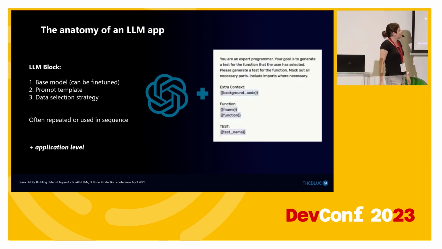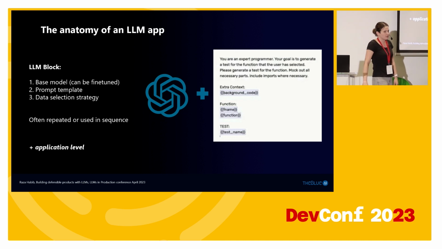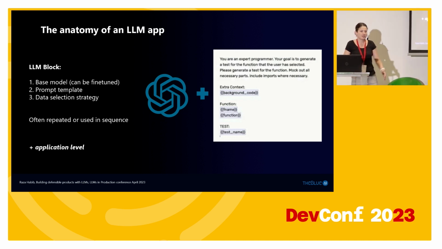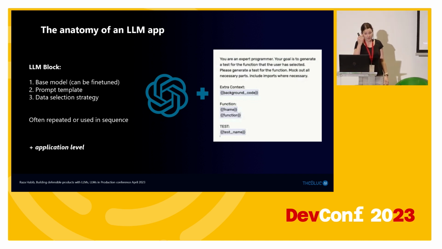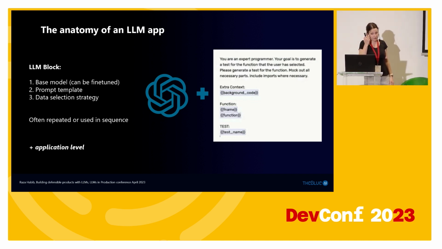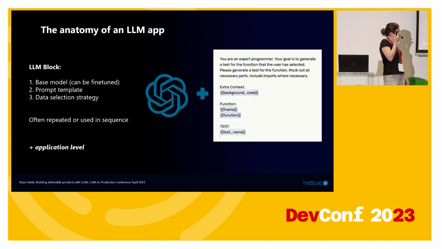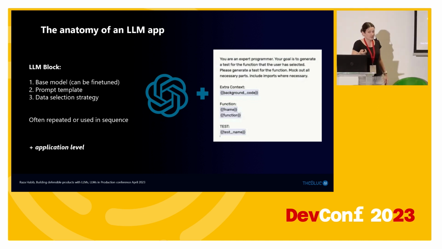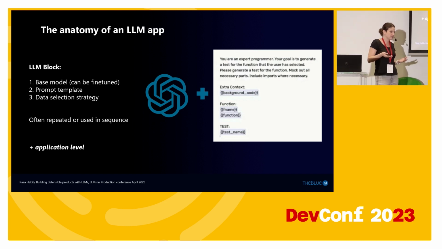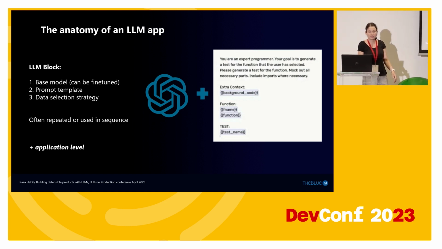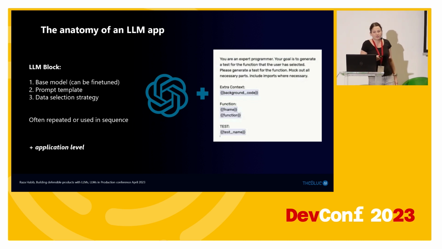So let's take a look at the anatomy of a typical large language model application, which will help us understand a little bit what we can do, what we can adapt. So the typical LLM block consists of 3 parts. We have the base model, which can be fine-tuned. So this can be, for example, GPT, but it can be also Llama or Falcon or whatever. We have the prompt template.